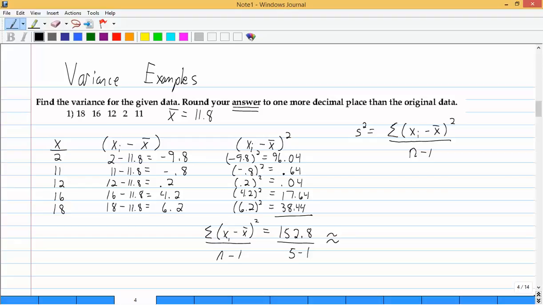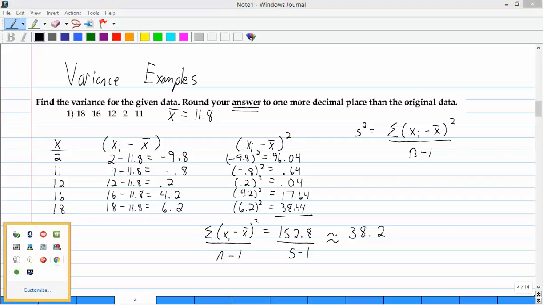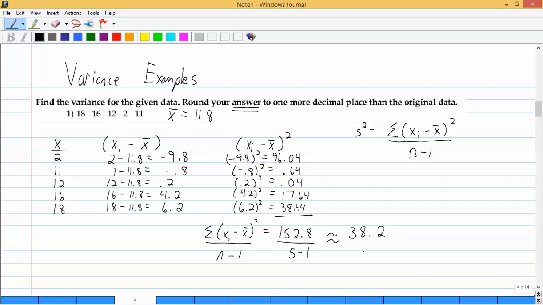Actually I only get one decimal point whenever I do this, so there's no rounding to really do here. I get 38.2. So our sample variance is 38.2.